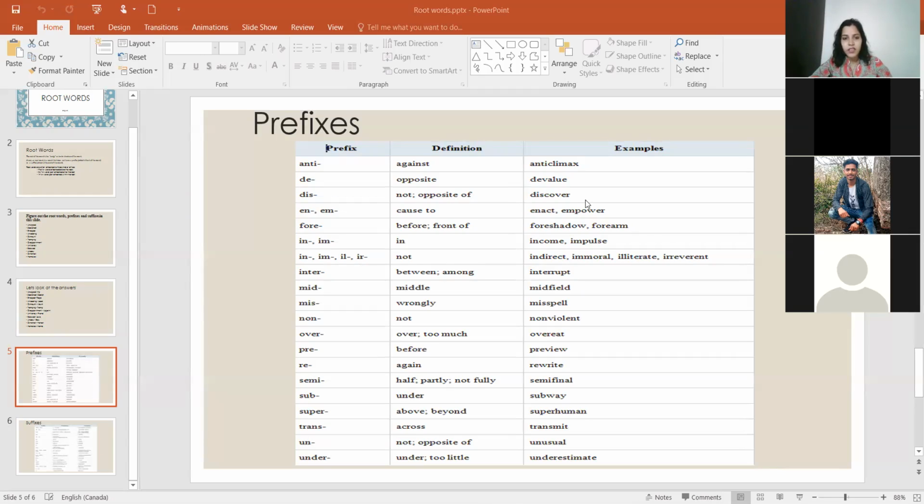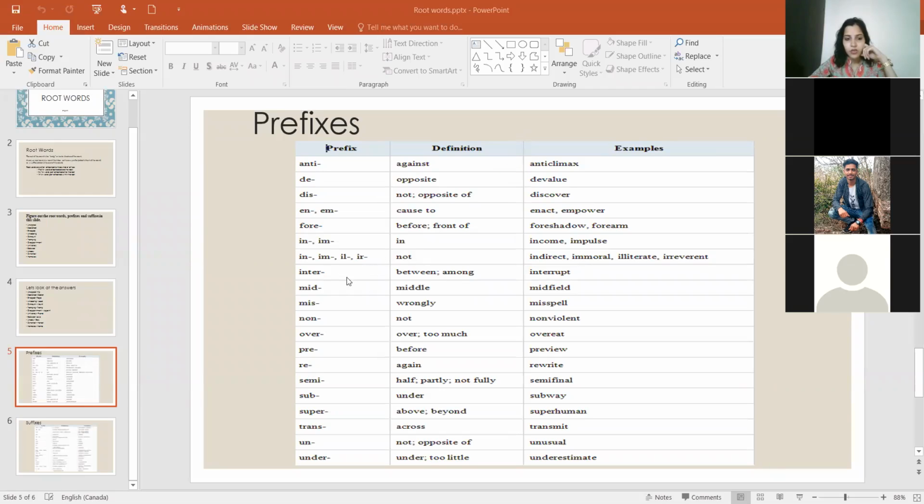interstate, yes. Interactive won't be correct again. Invent is a word in itself. Interview, yes. Intercity is correct. Intermittent, interface, intervals, right? So we interconnected. So yes, all these are correct examples for inter.